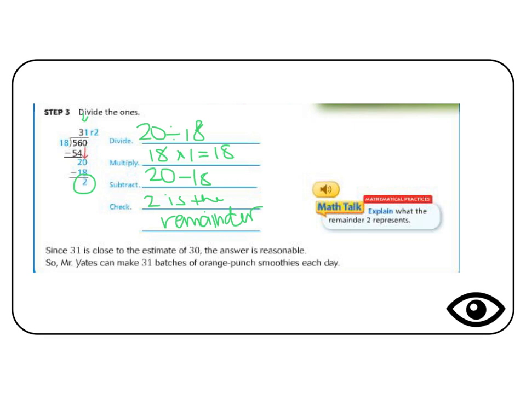Since 31, our estimate, was close to our answer of 30, we know that this is reasonable, so Mr. Yates can make 31 batches of orange juice each day. Let's try one together.